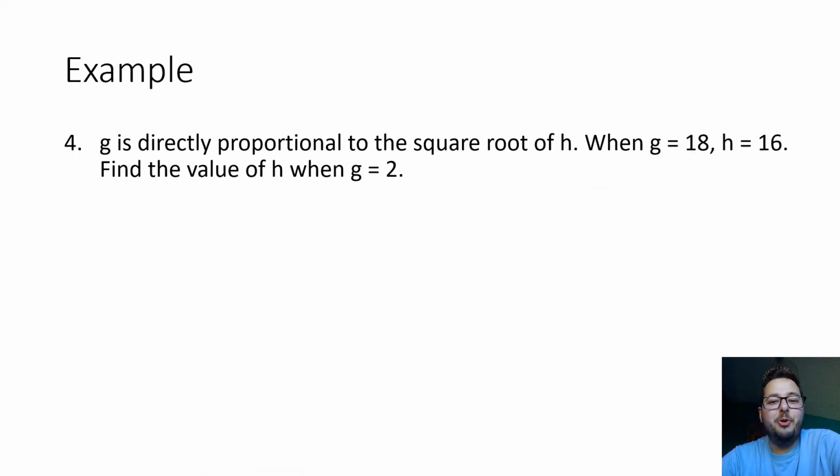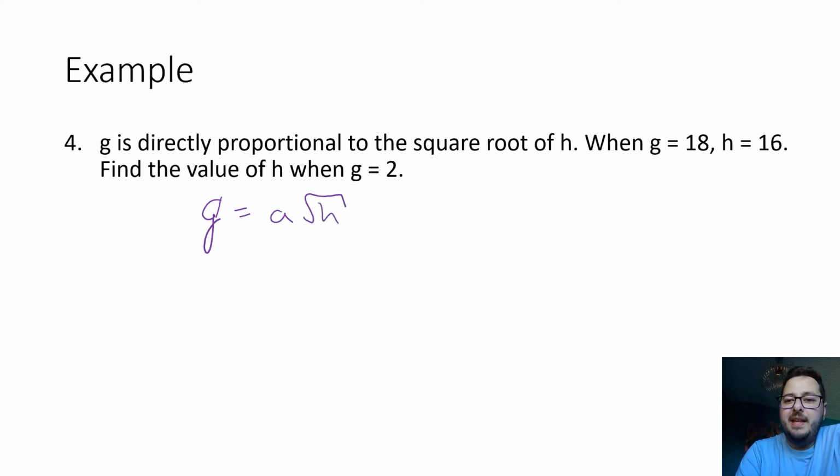G is directly proportional to the square root of h. When g is 18, h is 16. Find the value of h when g is 2. Okay, so again, we've got direct proportion. So g is going to be a times the square root of h. And then we've got when g is 18, h is 16.